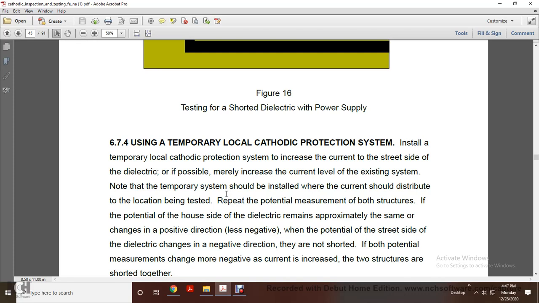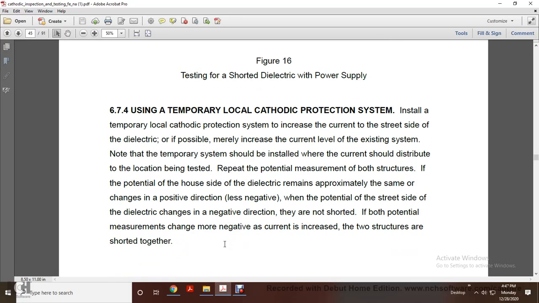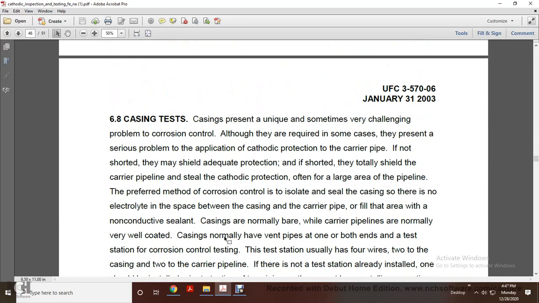At the location being tested, the potential measured on the house side of the dielectric remains approximately the same, or moves in the positive direction, less negative. The potential on the street side of the dielectric moves in the negative direction. If the structures are not shorted, the potential measurement changes accordingly. If the house side is more negative as the current increases, the two structures are shorted together.